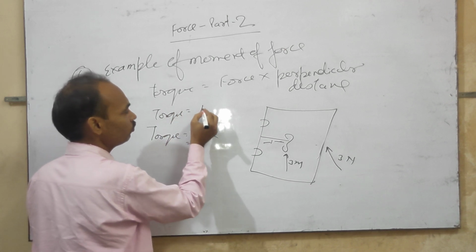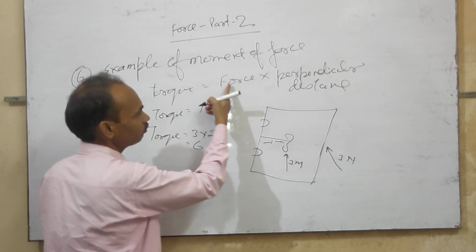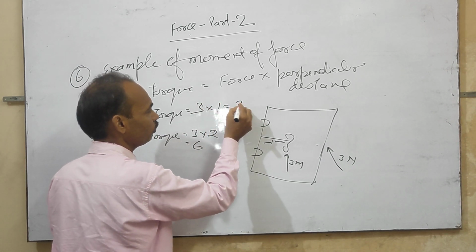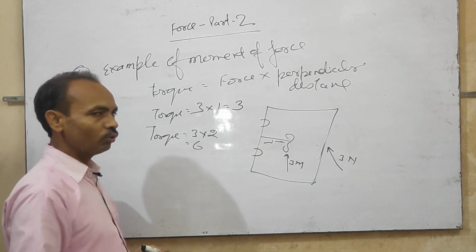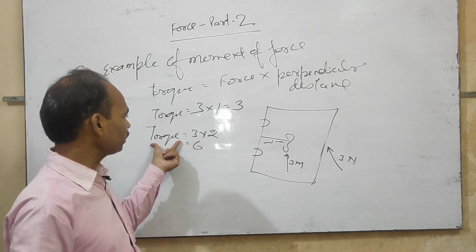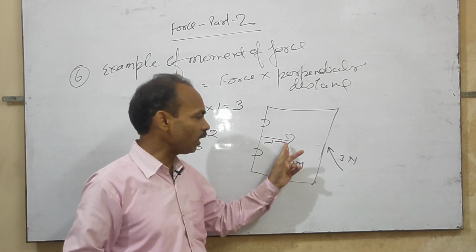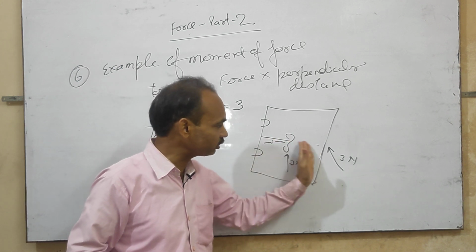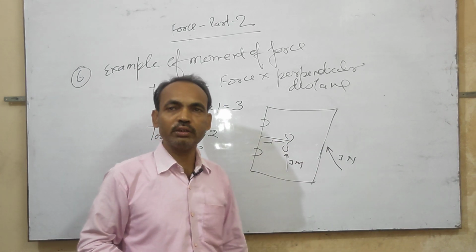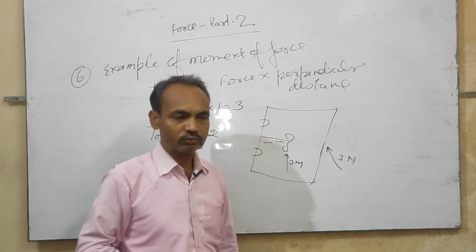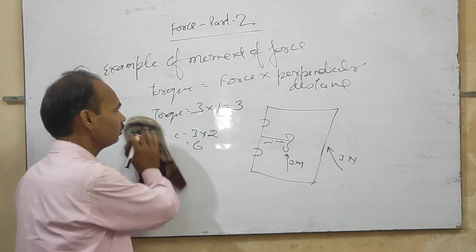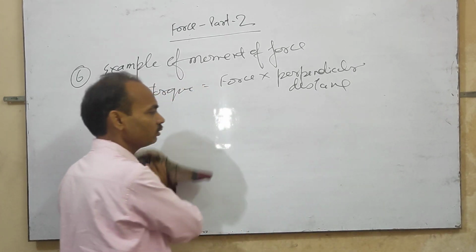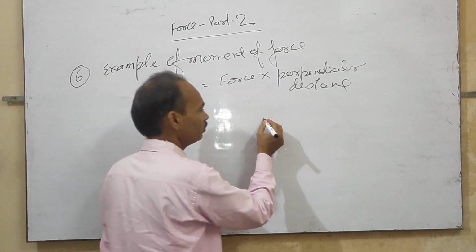Torque is equal to force 3 and distance 1, equal to only 3. So to get more torque, we should fix the handle of the door at the greatest distance to attain more torque. And the second example, the spanner of the vehicle.